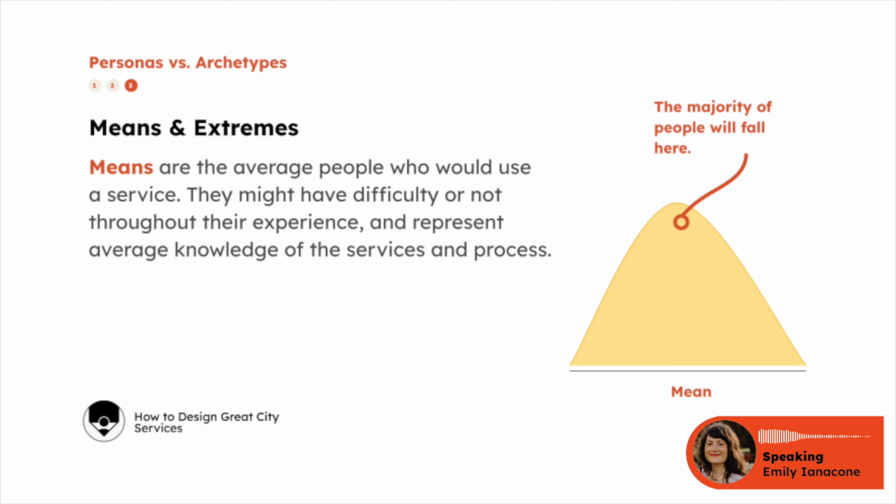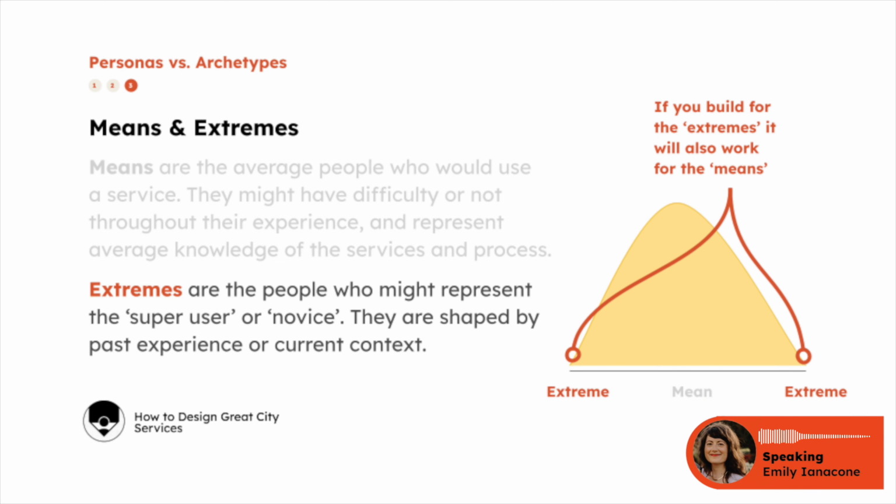I love focusing on those means and extremes when doing any kind of user research or service design, because it helps you really understand why people are using your service or not. Means are the average people who would use a service. They're in the middle. They might have some difficulty or not throughout their experience, and they represent average knowledge of the service and processes. Your extremes, on the other hand: on the one extreme, you have your super users, people who are repeat customers, who keep coming back and interact with things all the time.